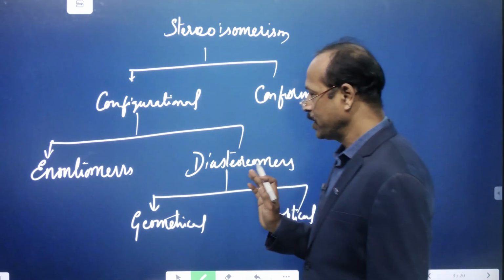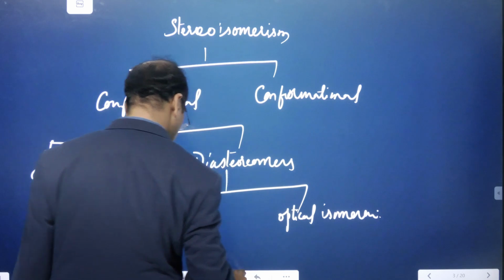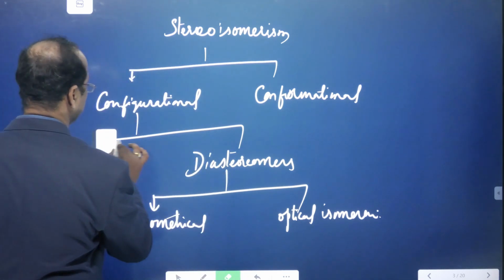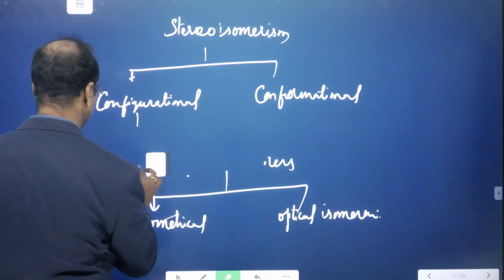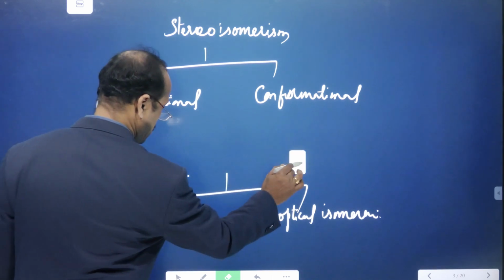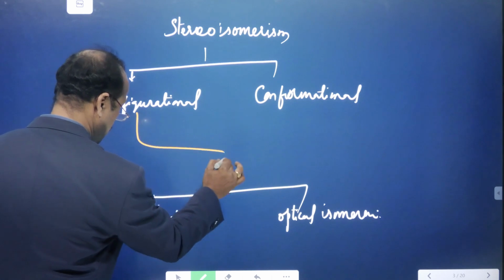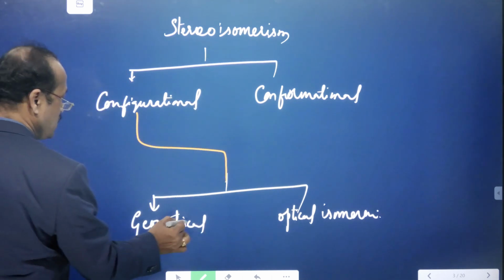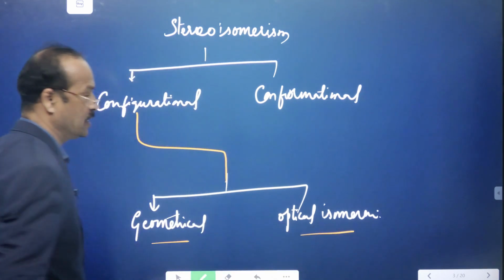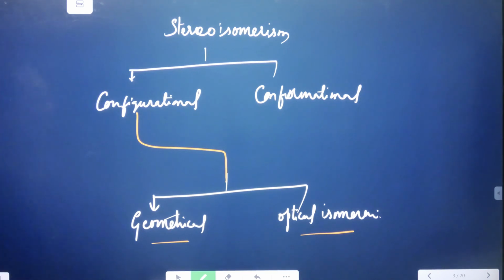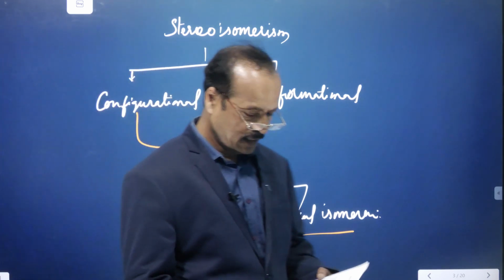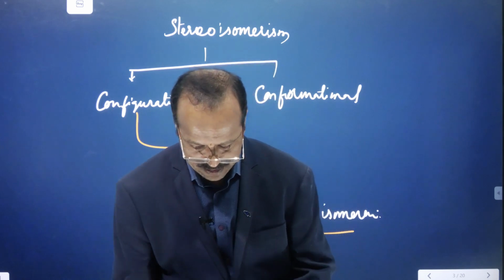Clear? So to remove your confusion, I will remove this part, according to the material. Then it comes like this: configurational is divided into geometrical and optical isomerism. Clear? Now we will discuss with one example and each and everything.